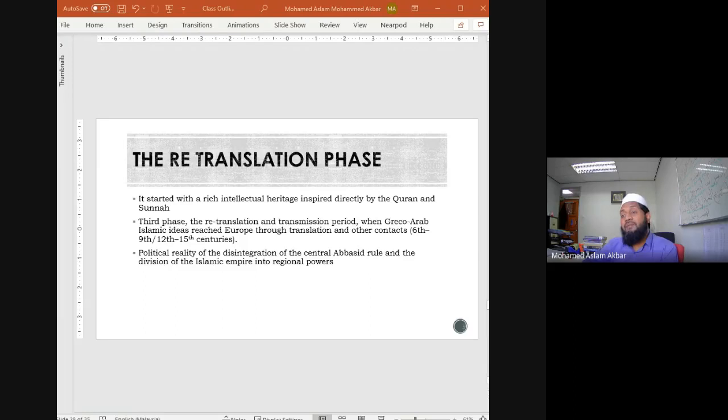Okay, these Muslim philosophers are called hukama, like al-Kindi. This is where there is al-Kindi, and then there is Ibn Sina.